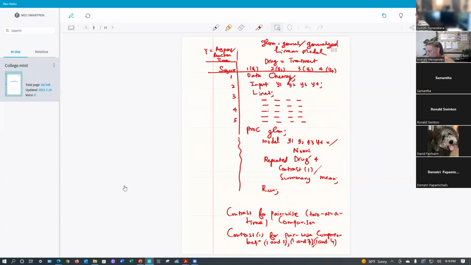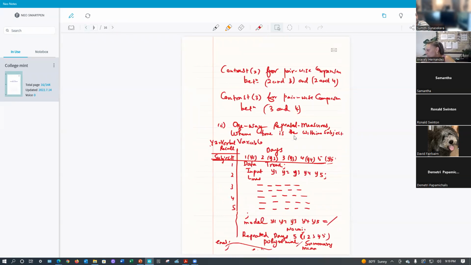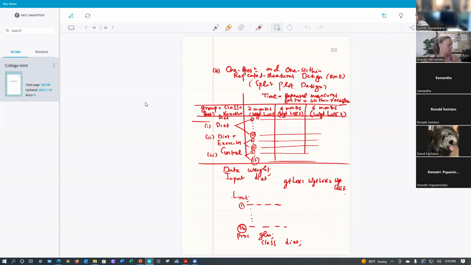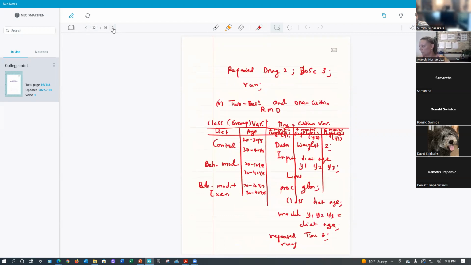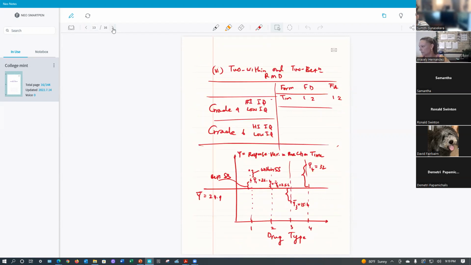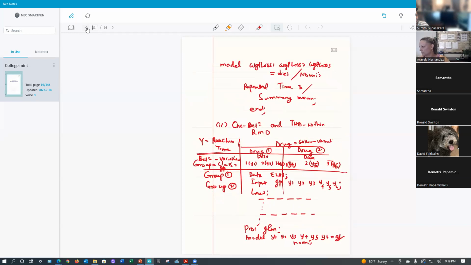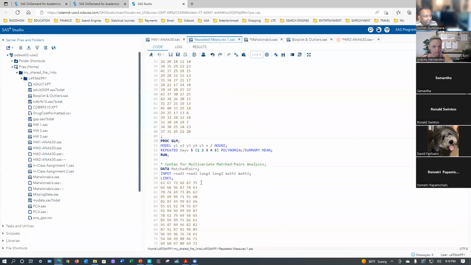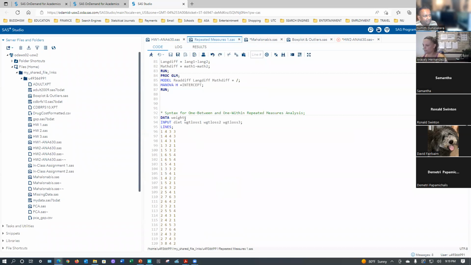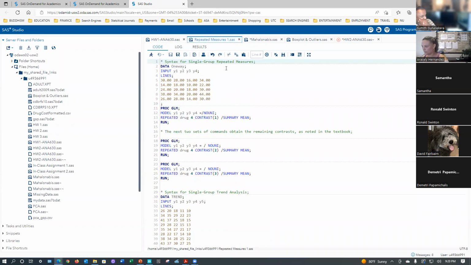We have several types. Single group, repeated measures design. Then we talked about one-way repeated measures, when time is the within-subject variable. Or one between and one within; this is a between variable, this is a within variable. One between and two within. Two between and one within. Two within and two between. So in those categories, where is this particular example going to fit? On the other hand, if I go here, this one is repeated measures. See, single, multivariate matched pairs. One between, one within. This one is single group repeated measures.